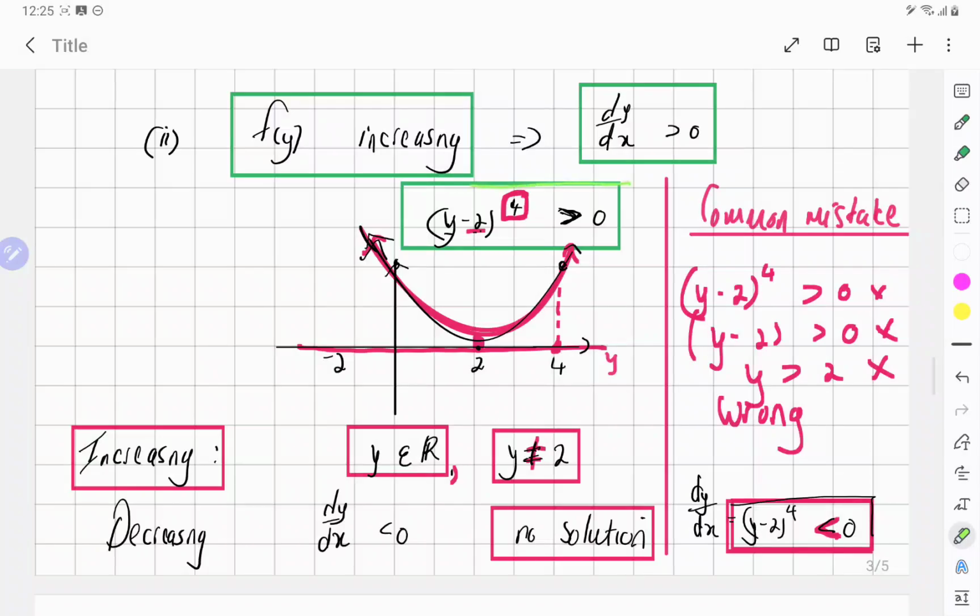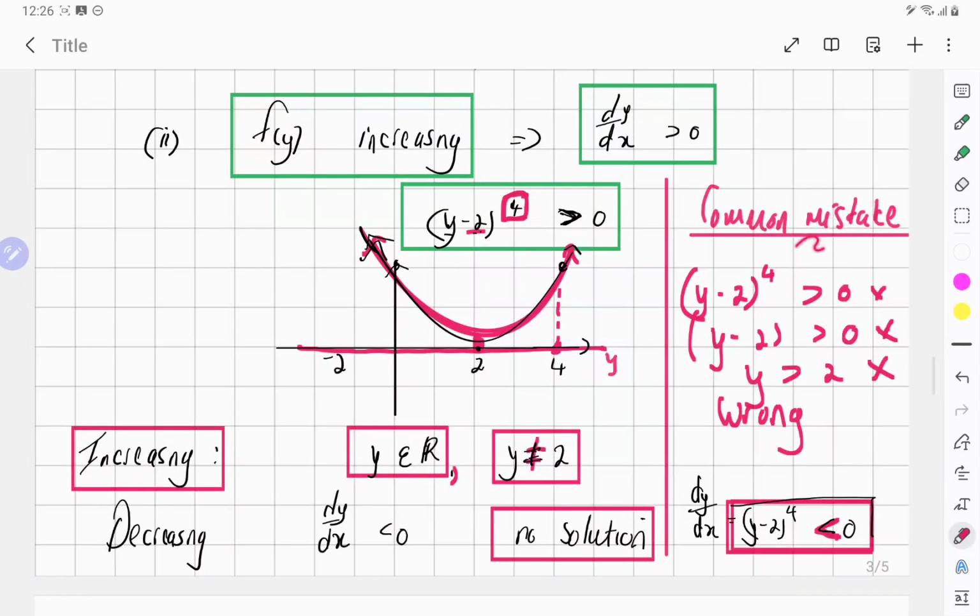So in other words, where my (y minus 2) to the 4 is greater than 0. Now, a common mistake students make when they do the inequality, they take the fourth root on both sides and they just get y is greater than 2. Why is that wrong? Since this is an even exponent, no matter what value you substitute in, you're always going to end up getting a positive result.